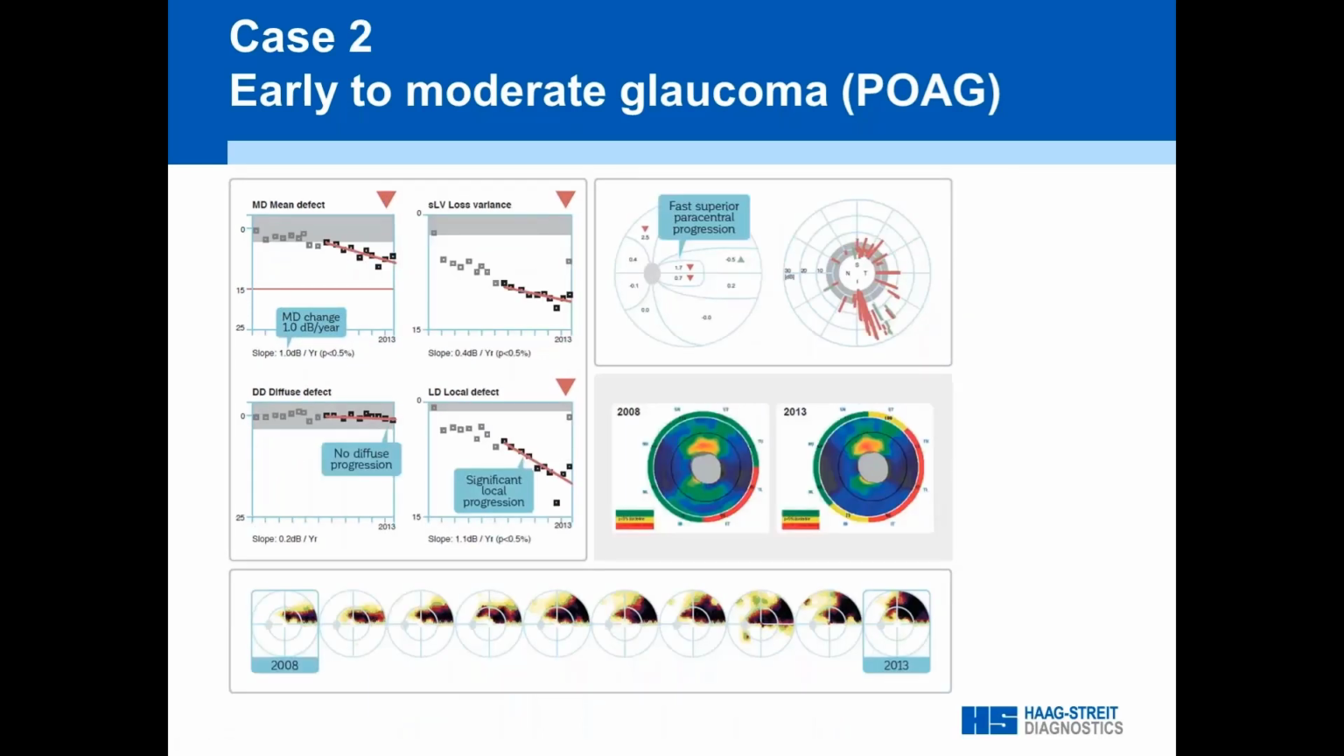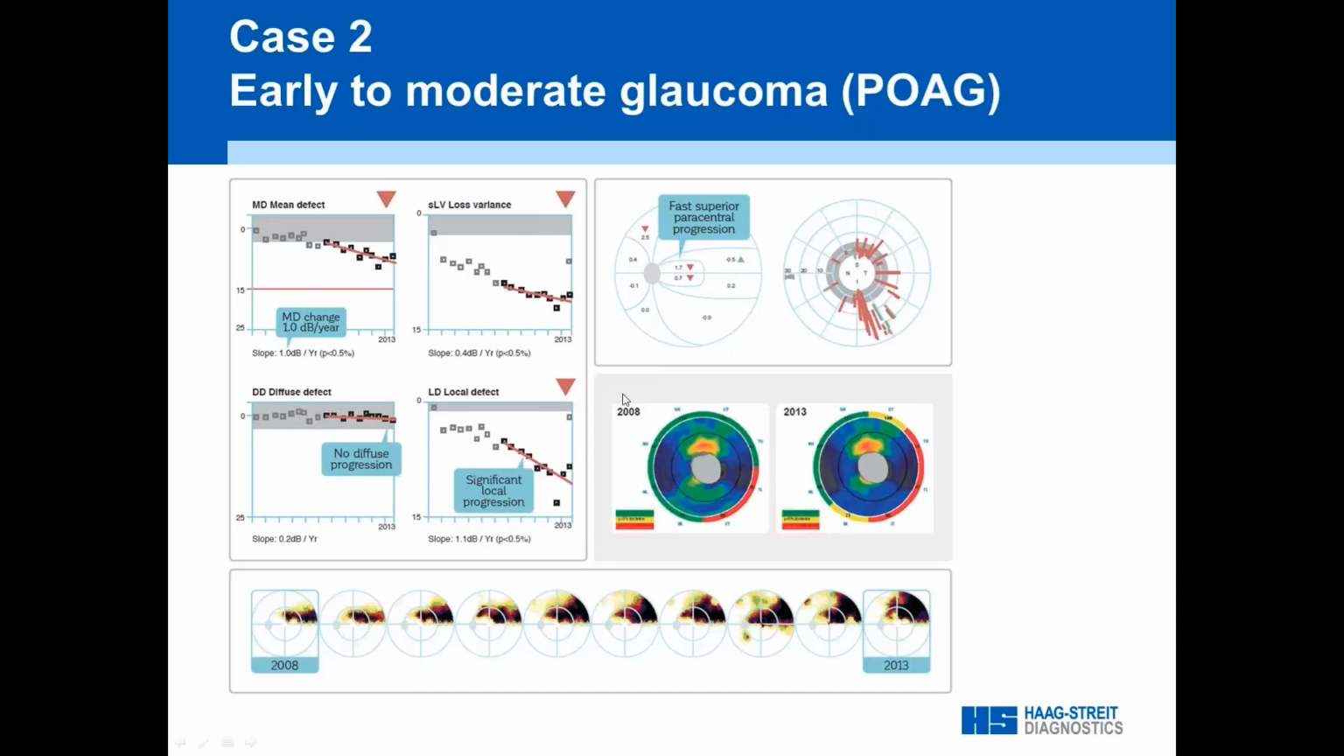A second case, and for illustration and learning, I took pretty straightforward cases. Again, a patient progressing over a period of 5 years. Is it real change? Yes, it is. Red arrow here. How fast is the change? It's fairly fast, 1 decibel per year. Is it local or diffuse? Well, it's local. That's just a red arrow here.